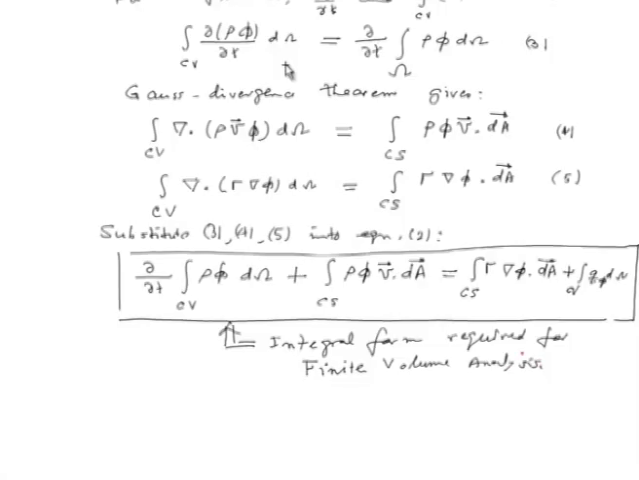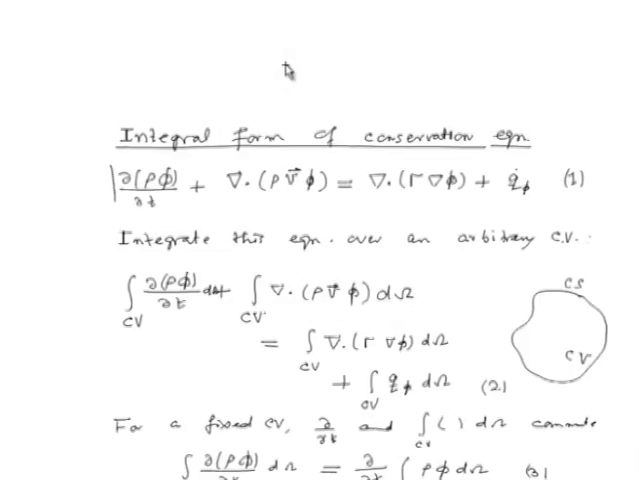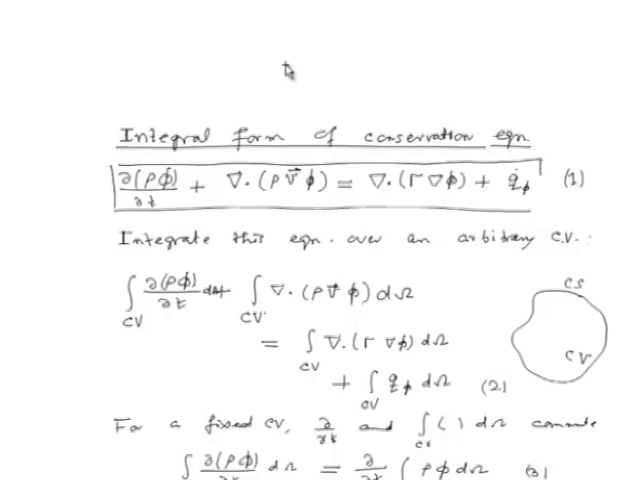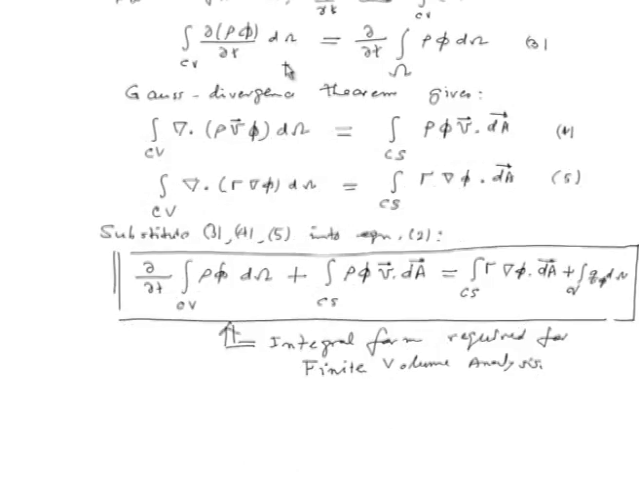So, if we had the integral form per se available with us, that is fine. If not, if we only had the partial differential equation given to us in the form of equation 1, we can take this partial differential equation, convert it into a conservative form and then integrate it over a control volume to obtain the integral form of the conservation equation suitable for finite volume analysis. Okay, now let us see what the attractive features of the finite volume method are.